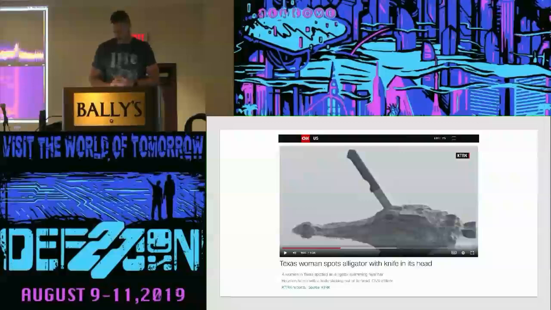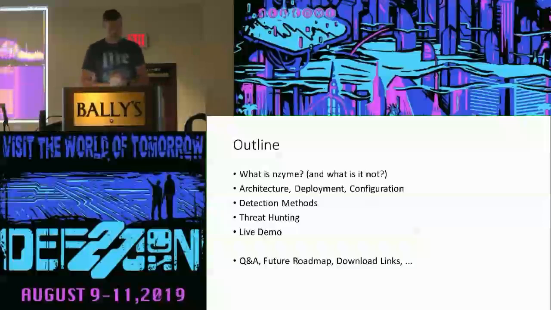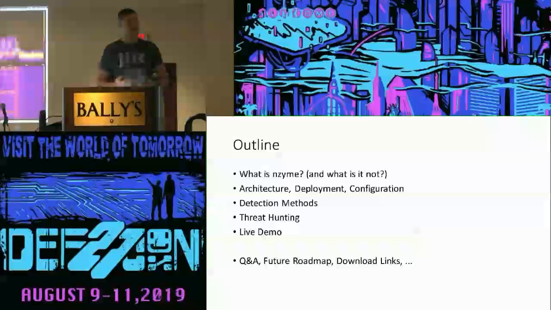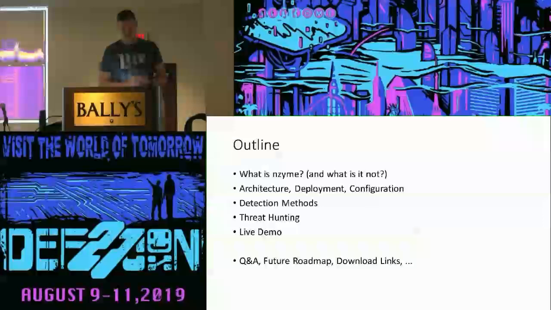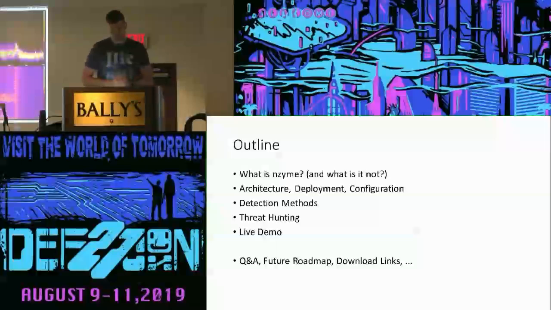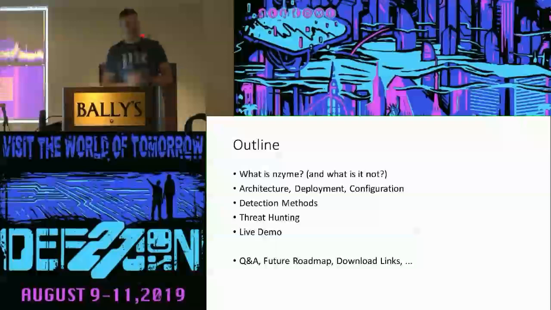I'm going to go over just a quick introduction about what Nzyme is, what it does, and also what it's not. A few things about architecture, deployment, configuration. This is not going to be a tutorial. I just want to give you an impression of how you set it up and how it's architected. We're going to go over some detection methods, some threat hunting that you can do with it, and then I think the biggest part of this presentation today is going to be a live demo, actually. And then after that, we're going to have Q&A. I want to say a few things about what I really want to work on after this, so what's going to come after this initial release, and where you can actually download it, and all these fun things.